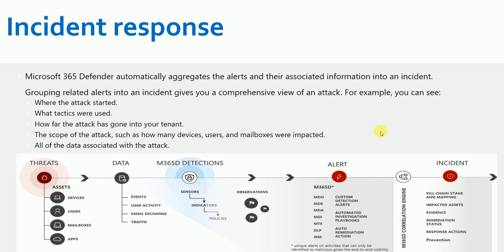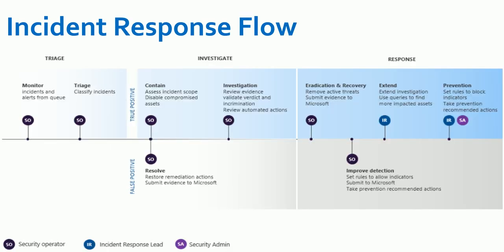So basically, this is incident response, how our Microsoft 365 Defender is taking a response on the incidents. So usually, first the threat came, then the data it will provide you, then the detection rule will be implemented on that, then it will generate an alert, and then it will convert it to the incident. Now let's go to the next.